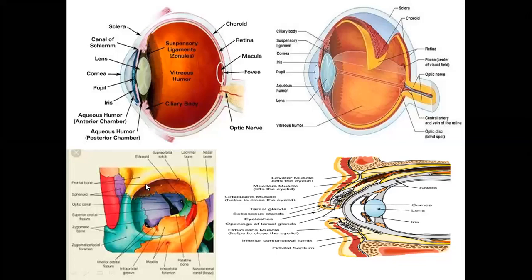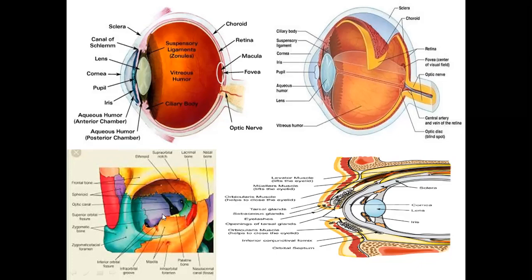So this eye socket is formed by multiple bones. This is the frontal bone. The upper rim of the orbit is formed by the frontal bone. The lateral wall of the orbit is formed by the zygomatic bone, and the inferior wall is formed by the maxillary bone and the zygomatic bone, and the medial wall is formed by the frontal bone and the maxillary bone.